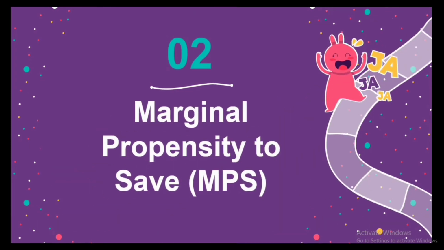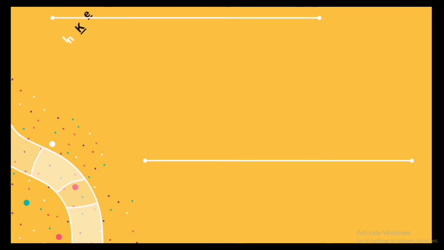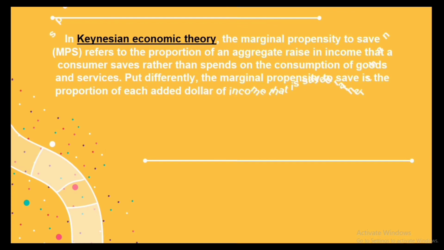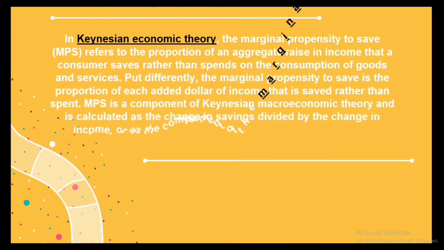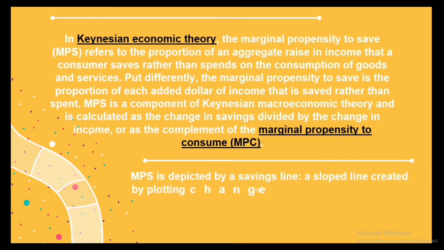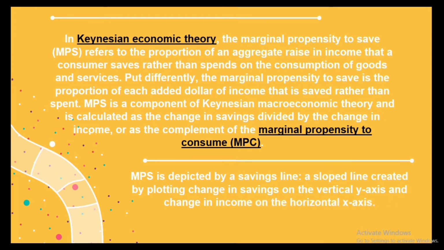Marginal propensity to save, or MPS. In Keynesian economic theory, the marginal propensity to save, or MPS, refers to the proportion of an aggregate raise in income that a consumer saves rather than spends on the consumption of goods and services. Put differently, the marginal propensity to save is the proportion of each added dollar of income that is saved rather than spent. MPS is a component of Keynesian macroeconomic theory and is calculated as the change in saving divided by the change in income, or as the complement of the marginal propensity to consume, or MPC.